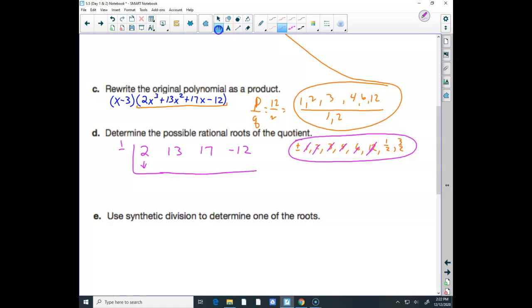So now I'm going to try a half. I know everybody's afraid of fractions, but you don't need to be afraid of fractions. So if I drop a 2, what's a half times 2? It's 1. Plus 13 is 14. What's 1/2 times 14? It'd be 7. Plus 17 gives me 24. Don't be afraid of fractions. 24 times a half is 12. I found it. Okay, I found it.